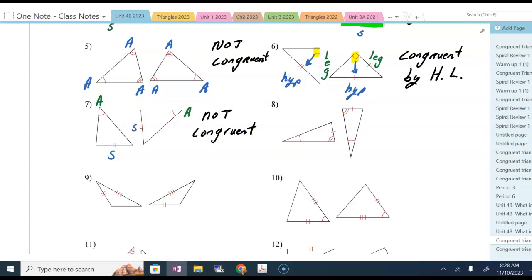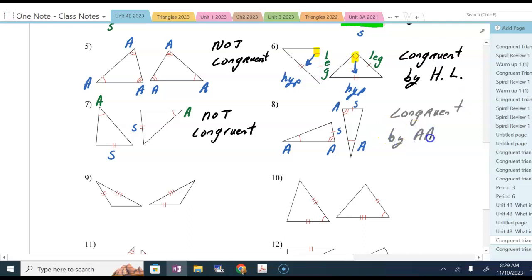In problem number 8, we have an angle in each triangle. We have a second angle in each triangle. And then we have the side. So this is an example of angle, angle, side. So these are congruent by angle, angle, side.